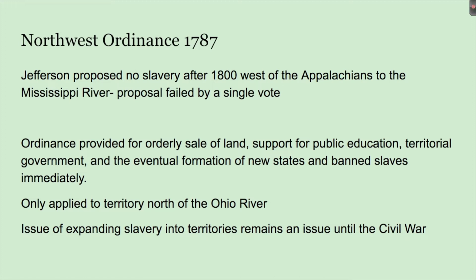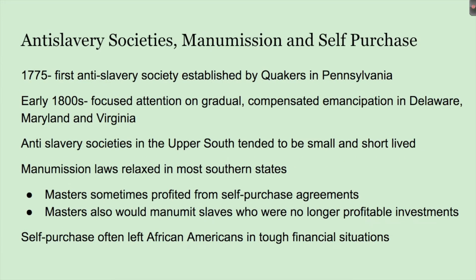Now, mind you, even though slavery was outlawed in the Northwest Ordinance, we are going to see in these territories, such as Ohio and Illinois, Indiana, rules where they try to outlaw African Americans settling there. After the American Revolution, we will start to see the emergence of anti-slavery societies. And then we will start to see the concepts of manumission, which is earning that freedom, and the idea of self-purchase. So our first anti-slavery society will be established by Quakers in 1775.